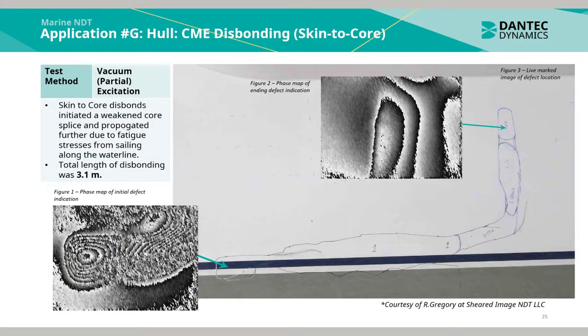Application G is a contract measurement performed on the hull of a yacht. Using vacuum partial excitation, the skin to core disbond was initiated here at this particular location. The defect propagated further due to fatigue stresses from sailing along the waterline, all the way up to here. This is the phase map of the ending defect indication. The total length of disbonding was 3.1 meters.